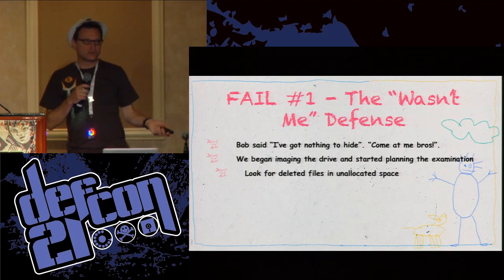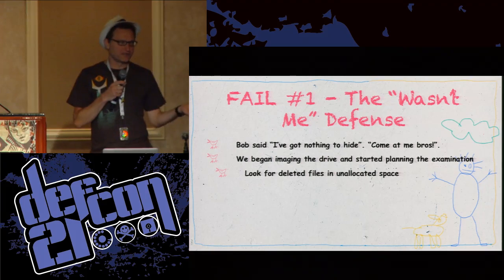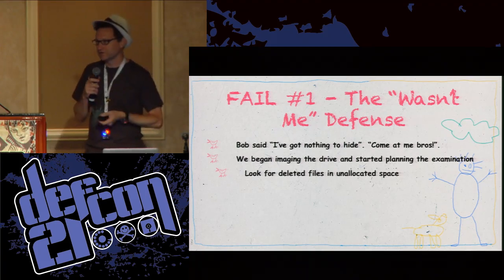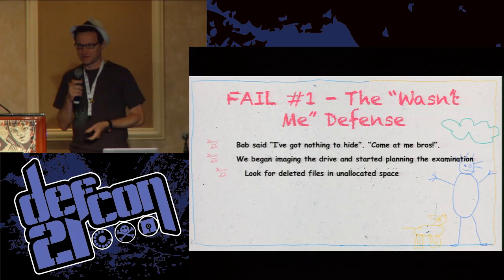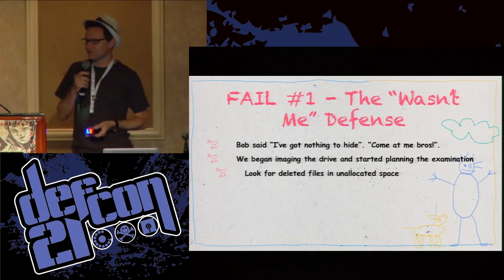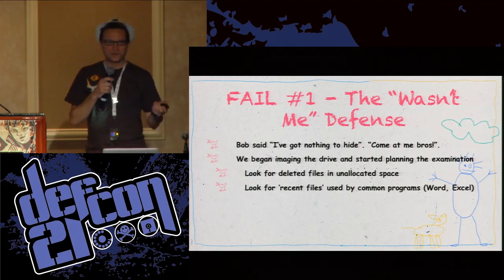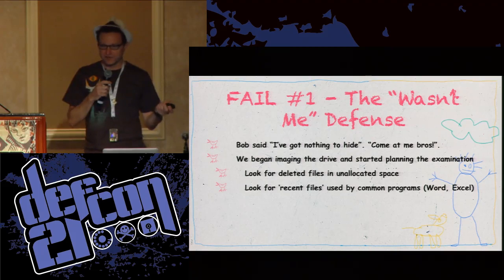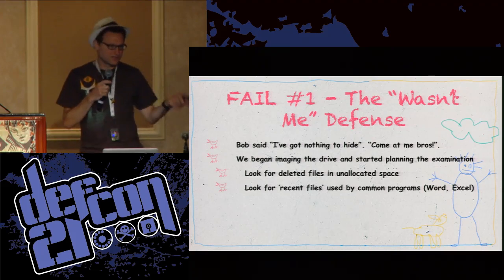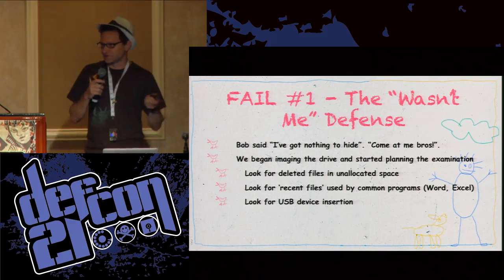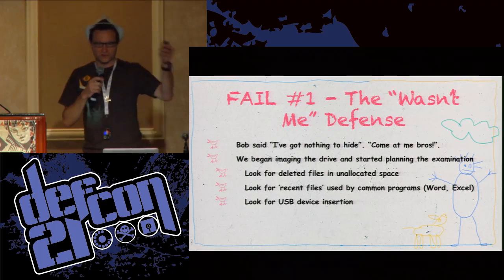One thing we frequently do is we look for deleted files in unallocated space. And unallocated space is the part of the drive that can typically contain deleted files. So when you hit Shift Delete and it doesn't go away, it ends up in unallocated space. So we look for stuff there. Something we also do is we look for recently used files by common programs like Word, Excel, Acrobat, and so forth. And we might look for USB device insertion. We're basically looking to see how trade secrets got from Acme over to the new company.